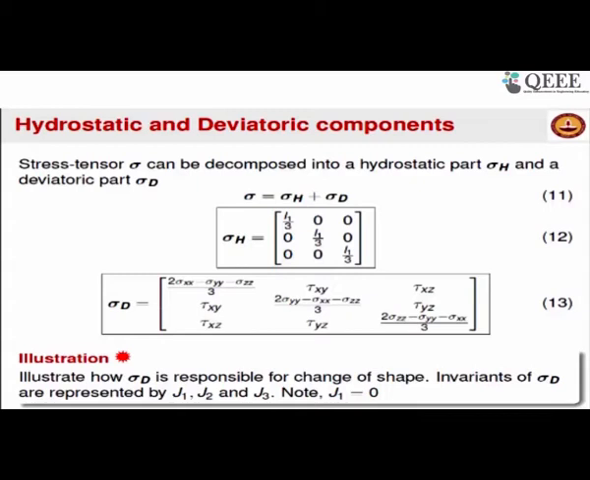The second is basically the negative of the sum of the invariants, and the third one is the determinant of the stress tensor. Okay, we know how to find these invariants.